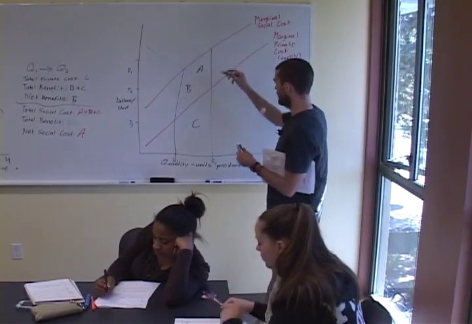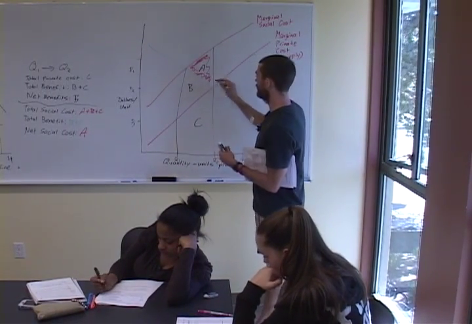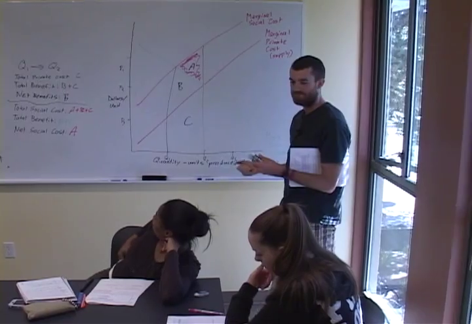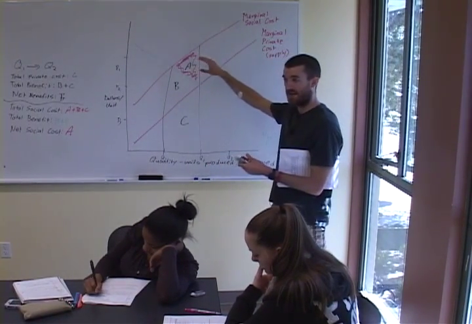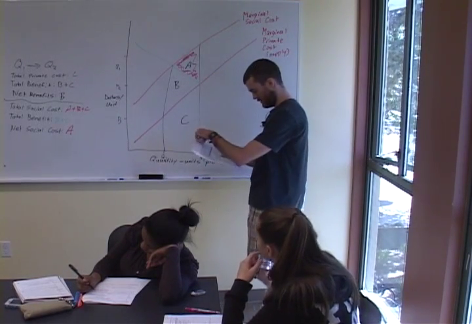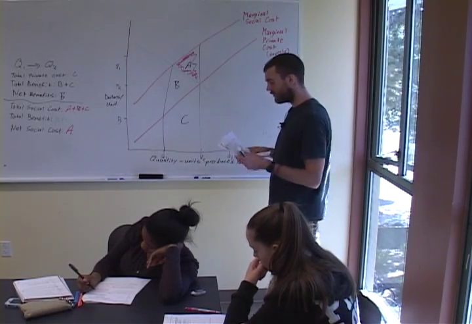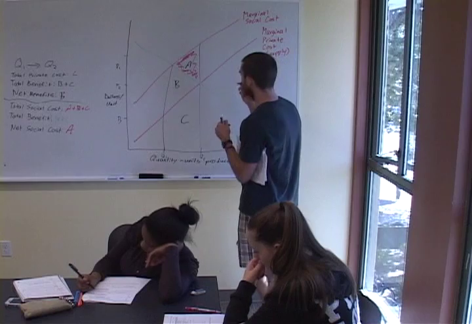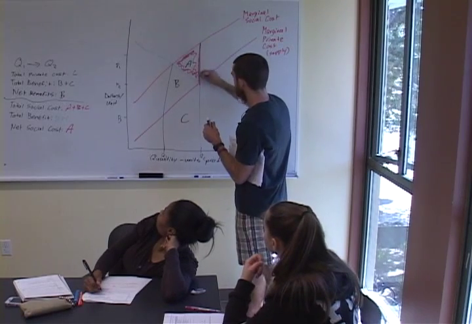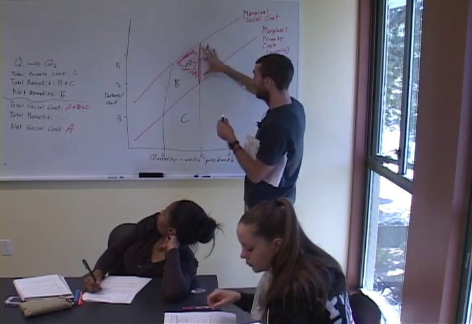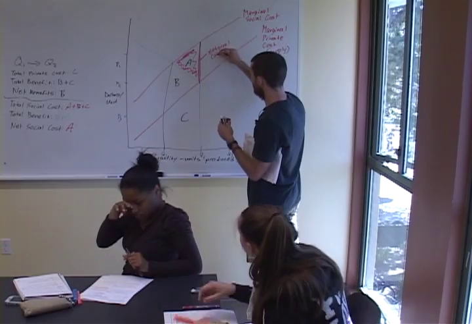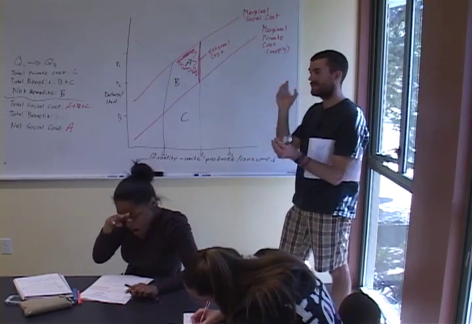And so basically that's this area here. This is the area that if we go from Q1 to Q2, represents the cost to society, the extra that nobody is paying. And so the externality itself is represented by the height, the distance between these two curves. So here, the height, and this isn't an area, this is just a height that we're talking about. This is our external cost. That's the size of the externality.